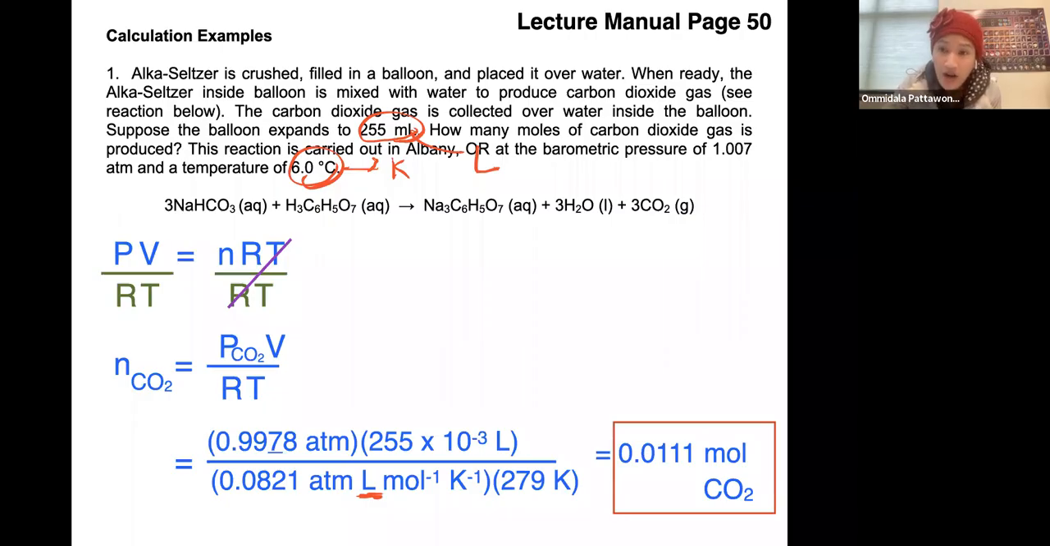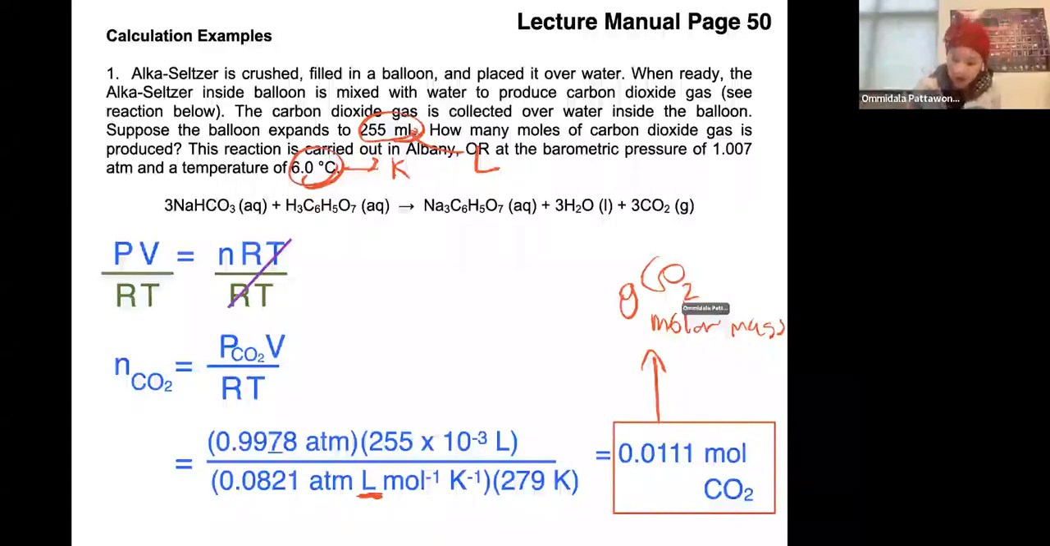The problem might not ask you in moles, it might ask you in grams. If the problem asks you in grams, then you just need to convert from moles to grams by using molar mass. Molar mass will allow you to convert to grams of CO2. So that's how you do it.